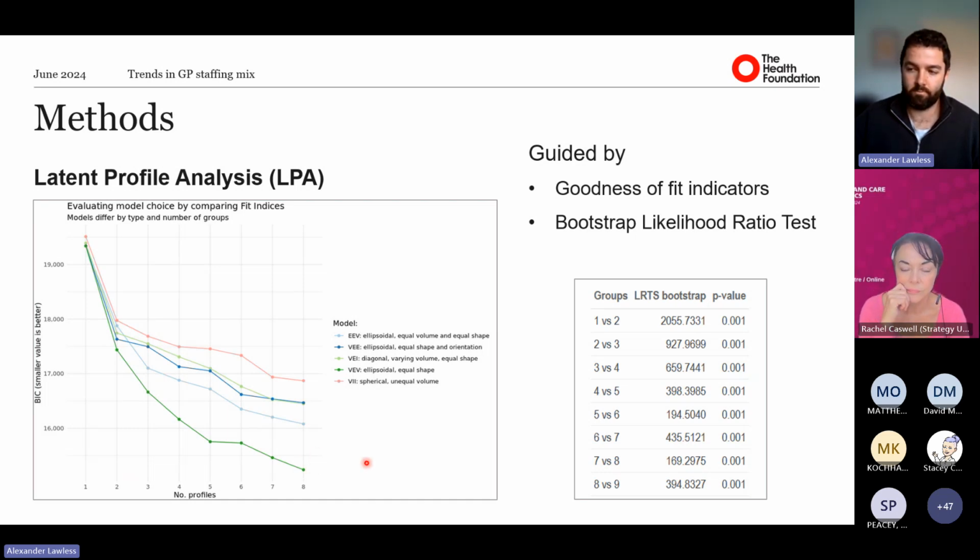So we select the VEV model with 6 profiles because that offers the best BIC score and also a certain amount of granularity, while maintaining the interpretability of the outputs. And that's supported by more in-depth goodness of fit measures, like bootstrap likelihood ratio tests and a number of other things you can apply.